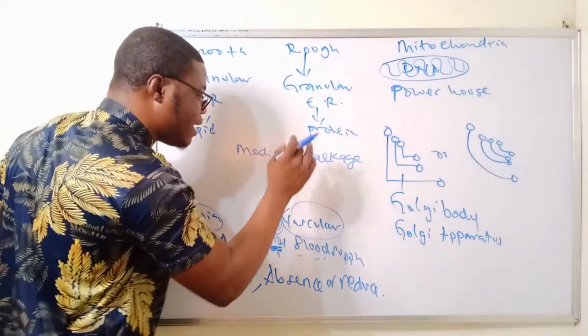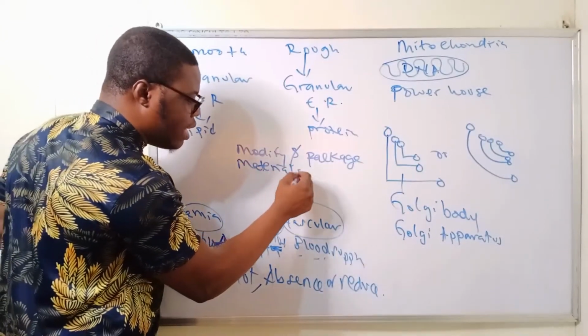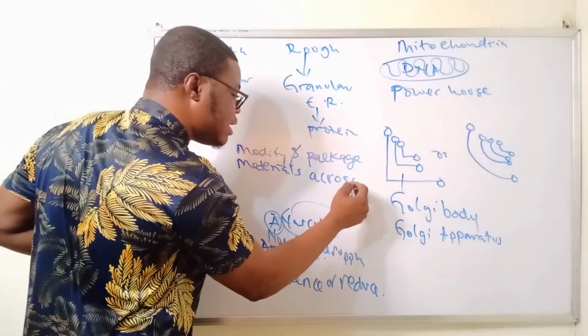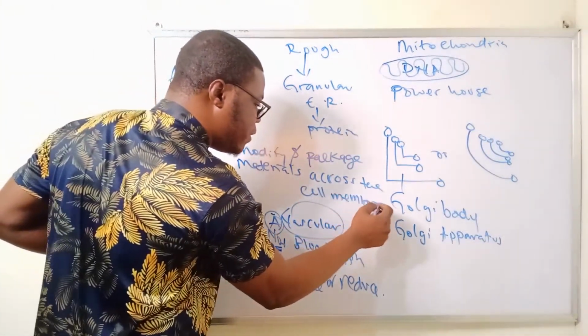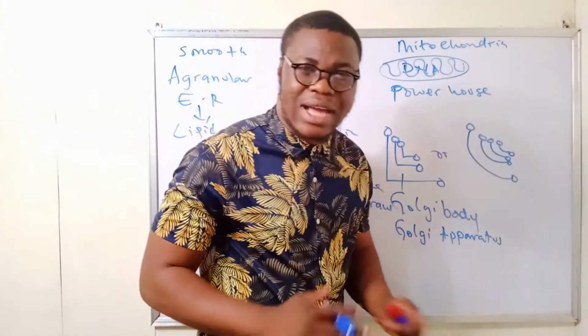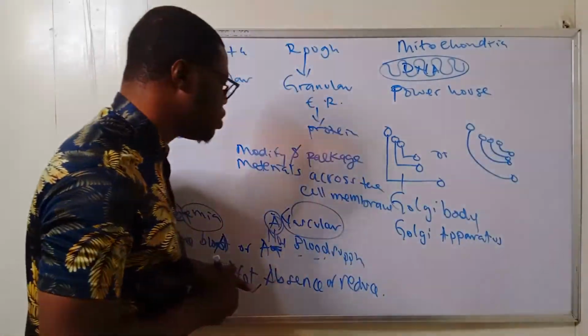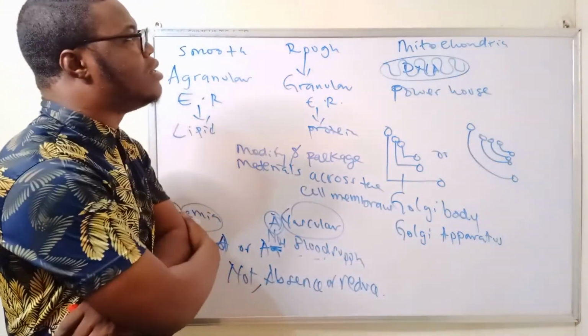So what they do is modify and package materials across where now? Across the cell membrane. So they modify the materials and they pass them across the cell membrane. As simple as that. So that's the function of the Golgi apparatus.